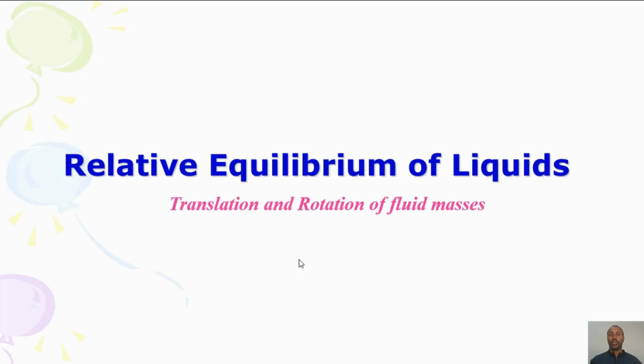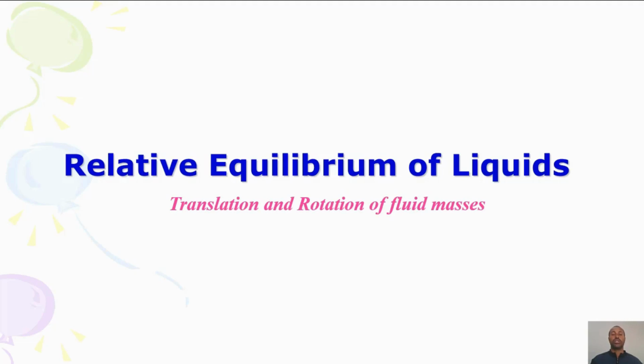Today we will cover relative equilibrium of liquids, which means translation and rotation of fluid masses. This is a general class of problems involving fluid motion in which no shearing stresses occur, just when a fluid mass moves as a rigid body. For example, if a container of fluid accelerates along a straight path, the fluid will move as a rigid mass with each particle having the same acceleration.